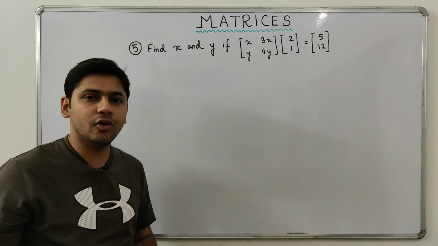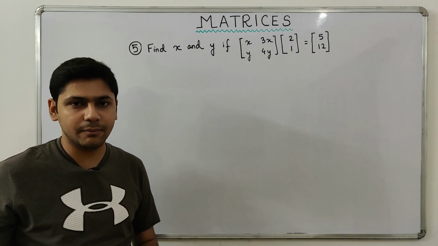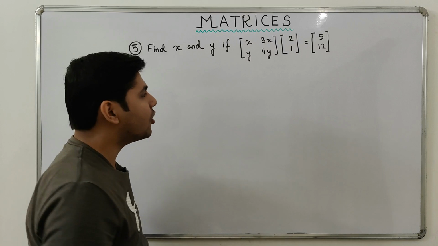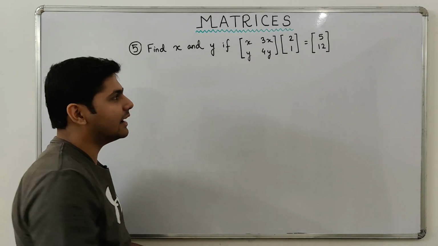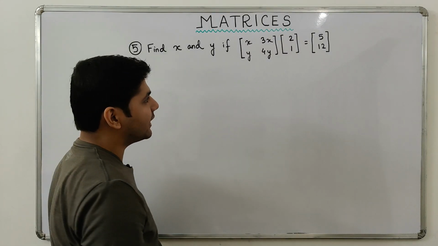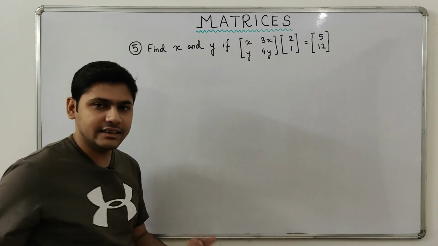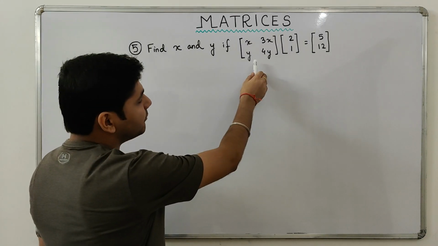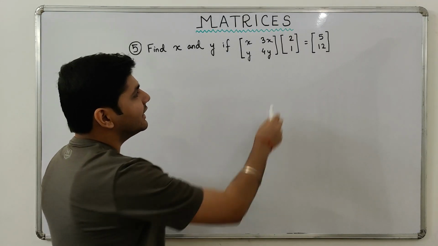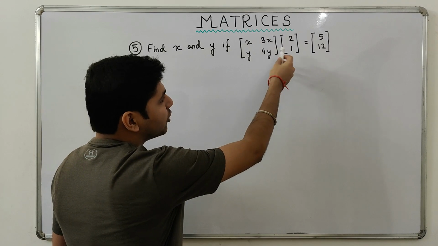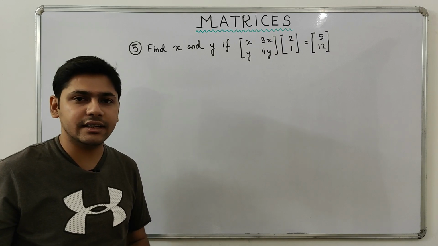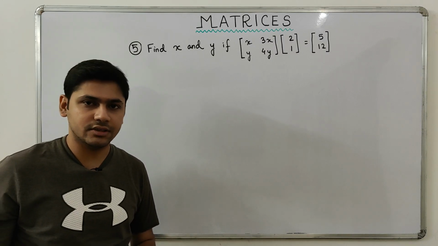Now in the previous video I told you regarding the rule of matrix multiplication that for matrix multiplication to be possible, the number of columns in the left matrix, that means this one, should be equal to the number of rows in the right matrix, that means this one. Let's check that out. In the left matrix, the number of columns is equal to 2, and in the right matrix, the number of rows is equal to 2. So both are equal, hence matrix multiplication is possible. So we will do that first.